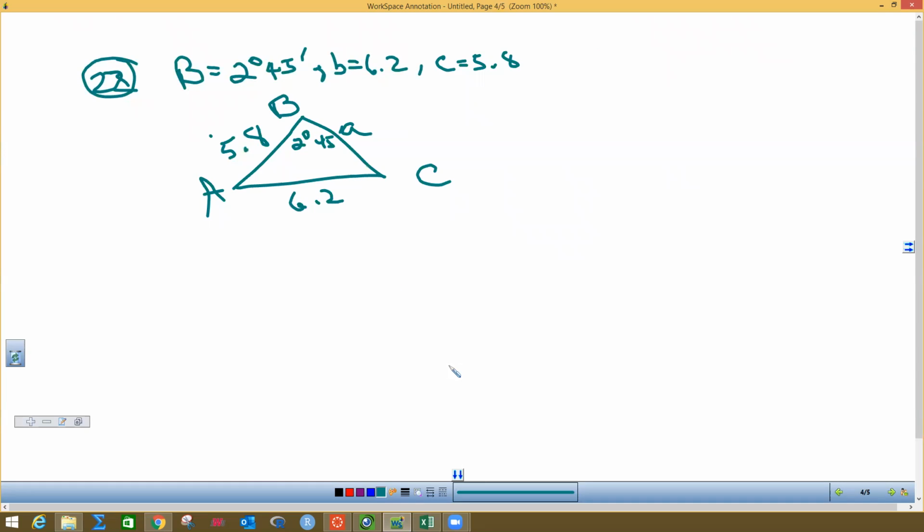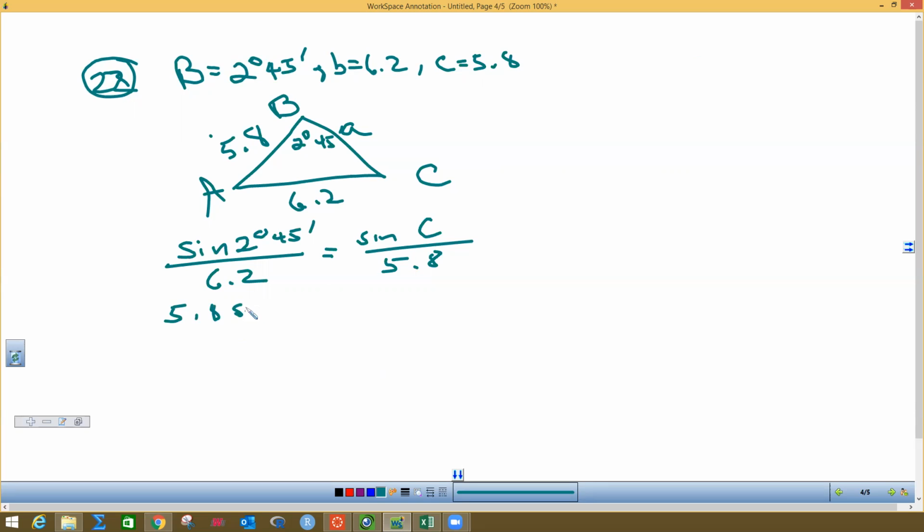Okay, so I have no choice here. What do I have to find first? Looking at what they gave me and knowing I have to have angles and sides opposite, what do I have to find first? Angle C. No choice, because they gave me little c, I have to find big C. Since it's an angle, I'm going to do the sine of angle B over side B equals the sine of angle C over side C. So I'm going to multiply 5.8 over. And I believe this is exactly the way I did it before.